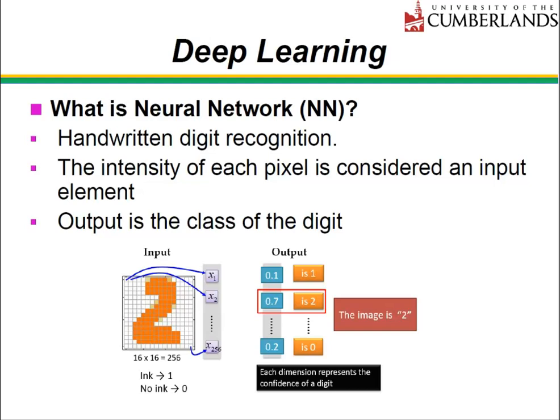Finally, the output layer will have 10 nodes, one for each digit, obviously, and each node will represent the network's confidence that the input digit is that number. So for example, here in the output, you can see that there's maybe a 0.1 probability that it's a 1, a 0.7 probability that the number is a 2, and so on, and then a 0.2 probability that it's a 0. So we conclude that the highest probability is that this number is a 2.